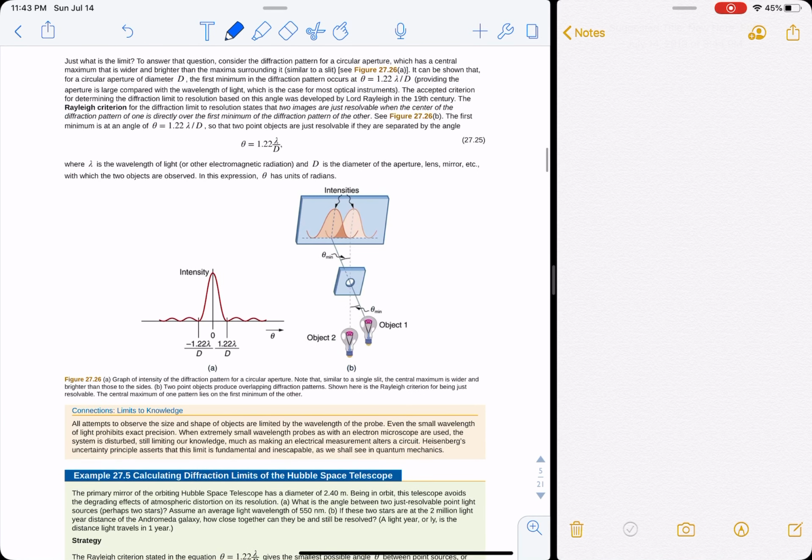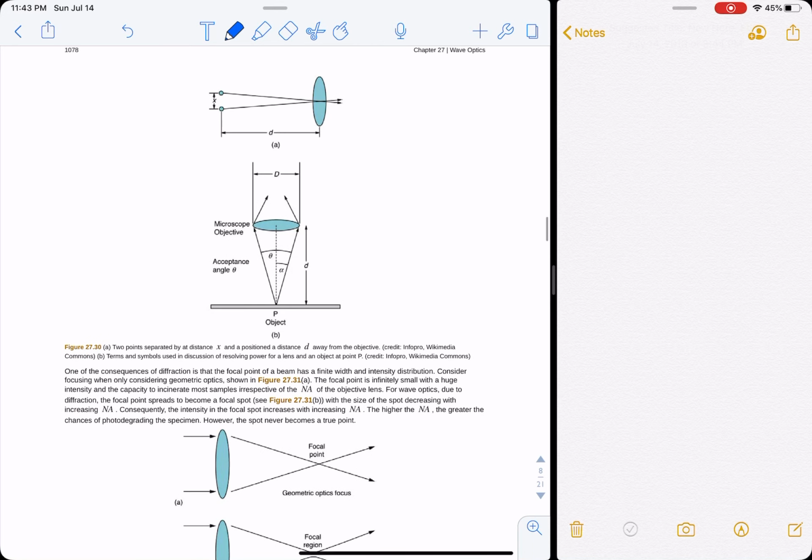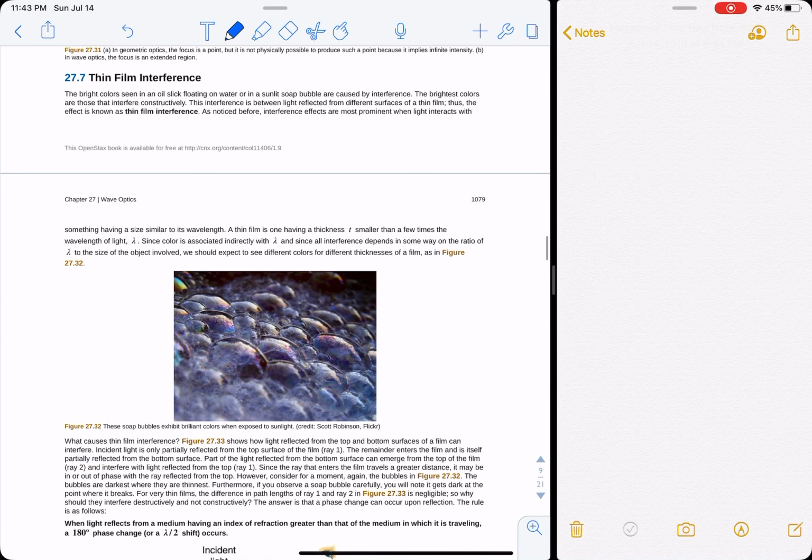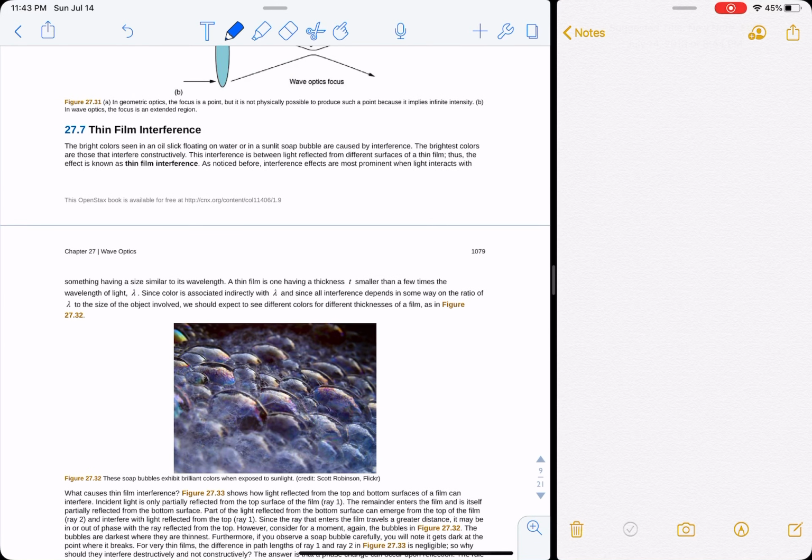So there's a fundamental limit to how well you can see or resolve something that's far away. Okay, and we got some examples here for telescope and microscope. Okay, so now we're talking about the wave nature of light.